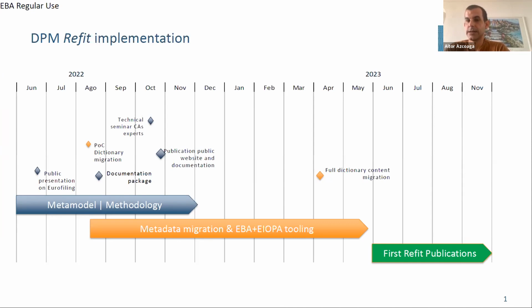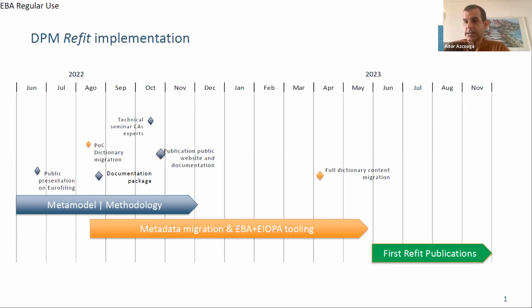We will also have, midterm, let's say after the summer, another technical seminar with the competent authorities. This will be devoted to DPM Refit and DPM experts. It will be hands-on training, going very much on the test, doing exercises and use cases considered especially relevant to explain how the DPM Refit works and its features. This is coming at the end of the summer or the beginning of quarter four, at the latest October. And then I will also have a public communication on some kind of website with all the documentation, which will come before the end of the year.